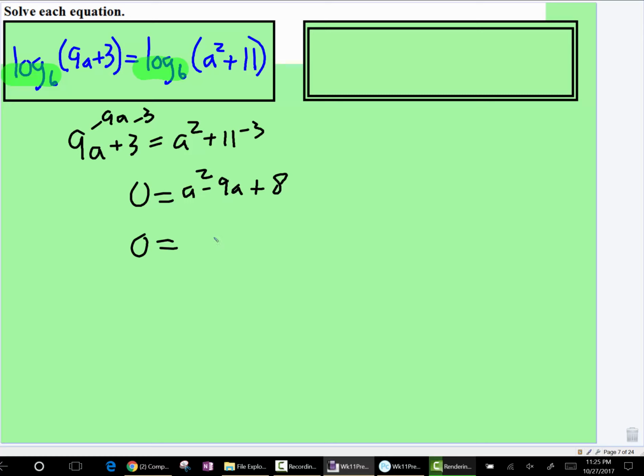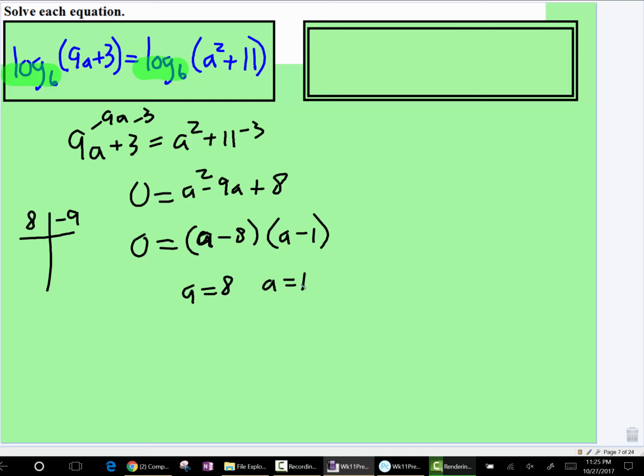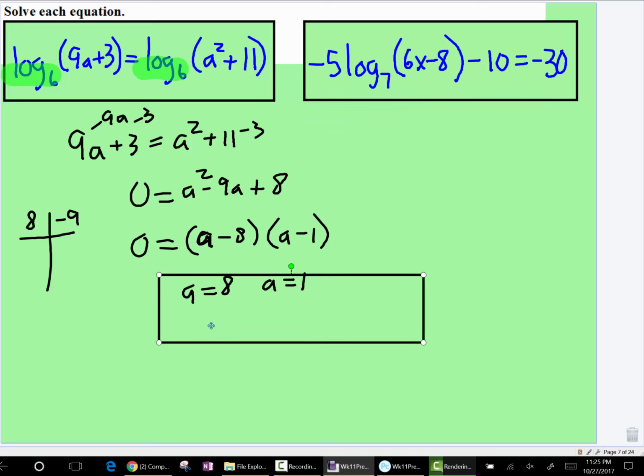0 equals a squared minus 9a plus 8. Factors of 8 that add up to negative 9. Well, that's just going to be negative 8 and negative 1. So a is equal to 8 and a is equal to 1. And then you could substitute it back in and try it out for yourself.